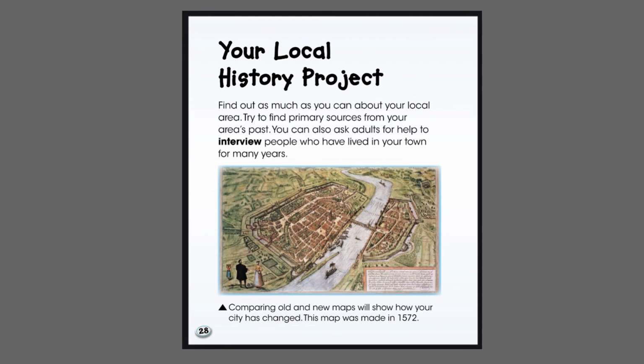Your local history project. Find out as much as you can about your local area. Try to find primary sources from your area's past. You can also ask adults for help to interview people who have lived in your town for many years. Comparing old and new maps will show how your city has changed. This map was made in 1572.